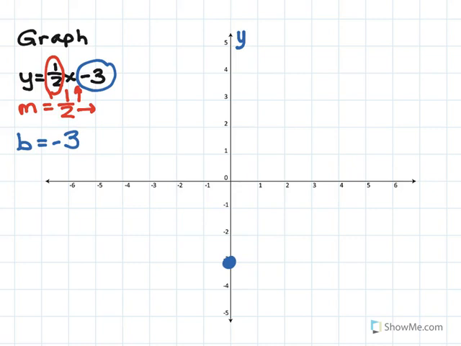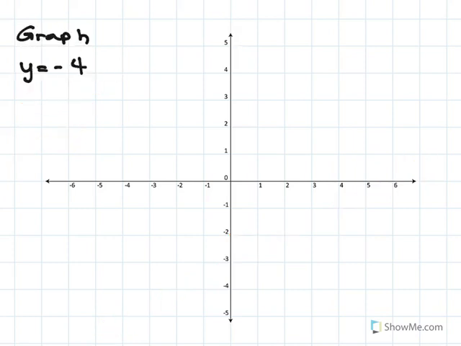Our slope is 1/2. I move up 1, to the right 2, and I put my dot. After you have the two dots, you connect them together, and you will have the graph of the equation y equals 1/2 x minus 3. So the first thing you do is use the y-intercept to start. Begin with b, that's how I remember, and then you use the slope to move, m for movement. And then you can connect your two dots together.